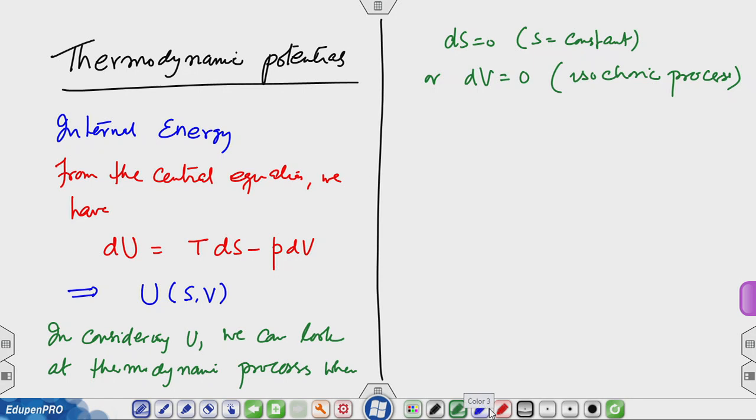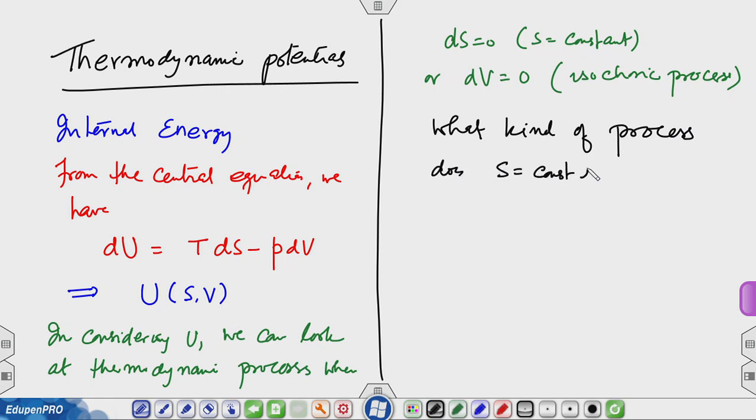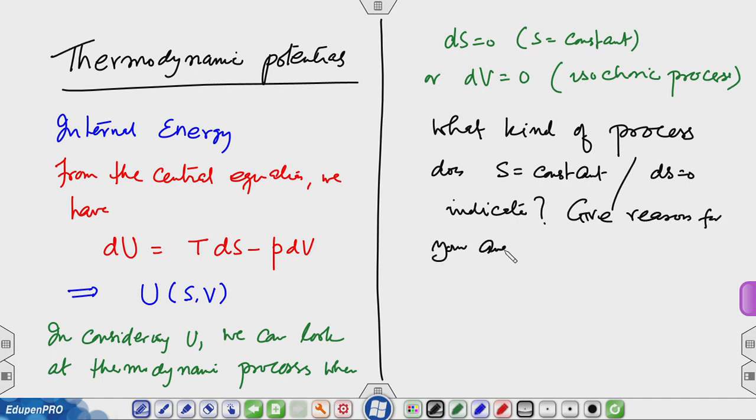So, let me just ask you a question here, and the question is, what kind of process does s equals constant or ds equals 0 indicate? Give reasons for your answer.